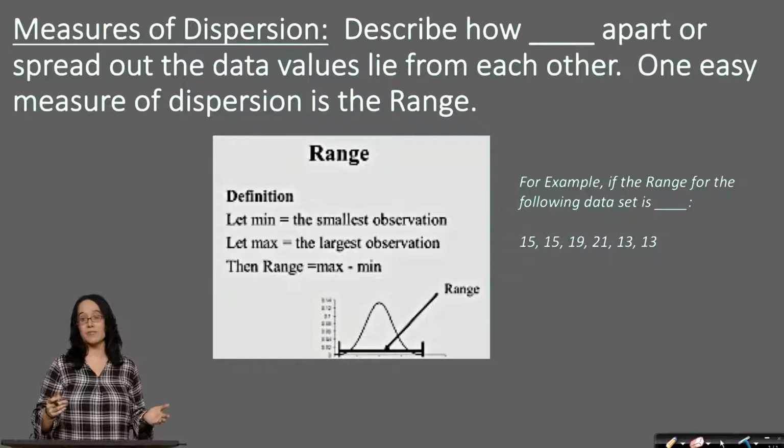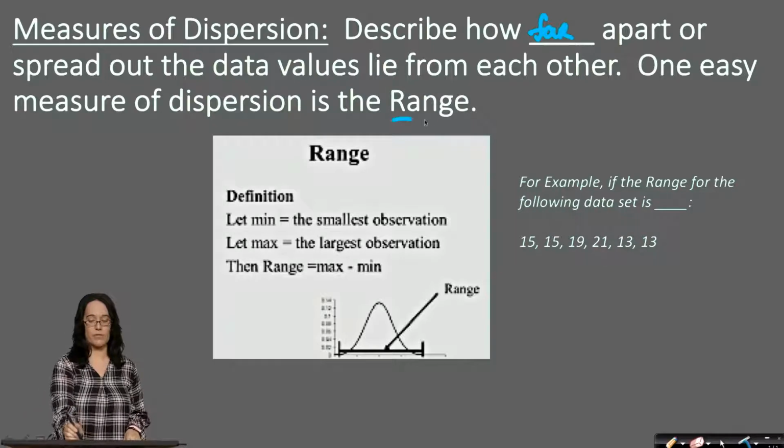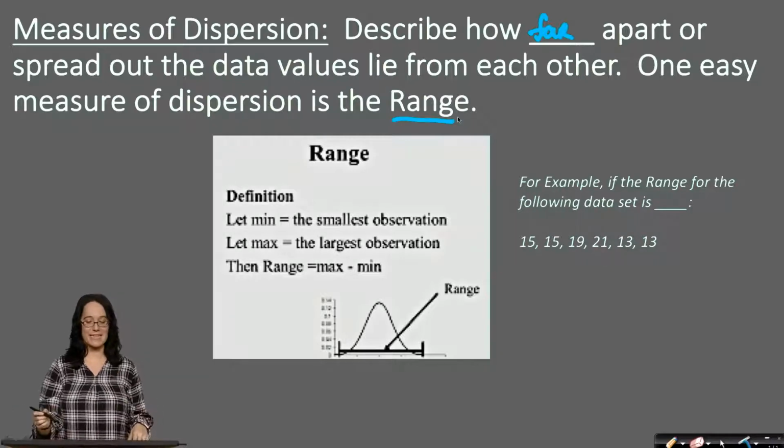When we're talking about measures of dispersion, we want to know how far apart, or spread apart, our data values are from each other. One easy measure of dispersion is called the range, and you've probably heard this one before. The basic idea is to take your smallest and largest values in your data set and subtract them: large minus small, or max minus min.